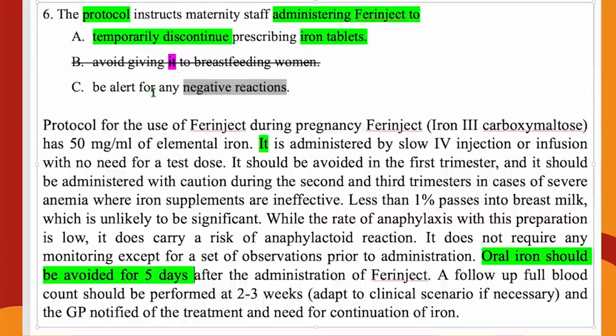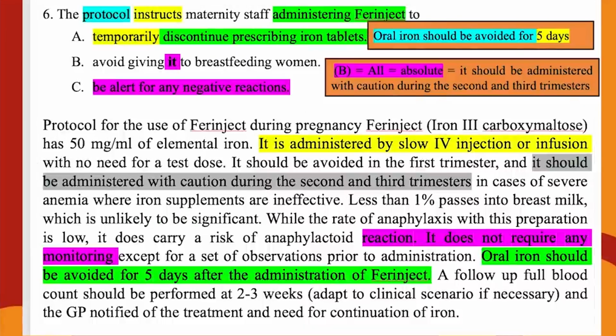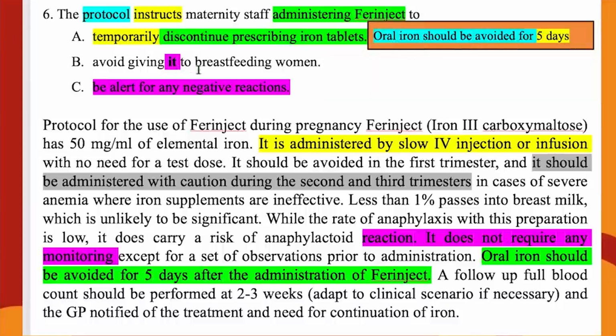And you see the third one, be alert for any negative reactions. It does not say that. Now you see, temporarily discontinue prescribed iron tablets, oral iron should be avoided for 5 days. Synonymous expression. Avoid giving it to breastfeeding women, and there is nothing to do with breastfeeding women here, right? Be alert for any negative reactions. It does not require any monitoring. Is that clear?